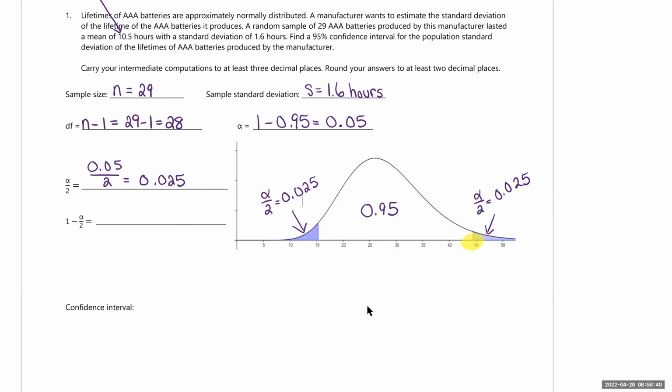So this number, chi-square alpha over 2, you can just call chi-square right. And this value, chi-square 1 minus alpha over 2, you can just call chi-square left.